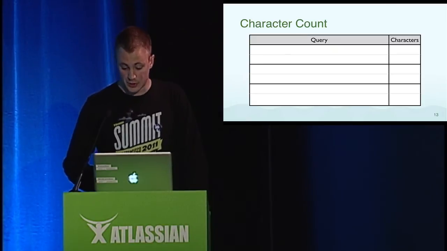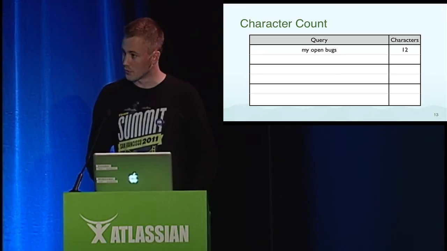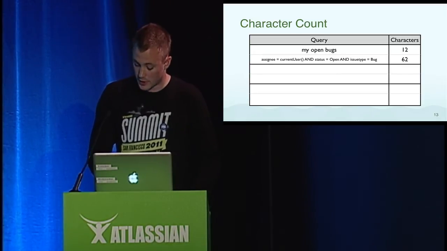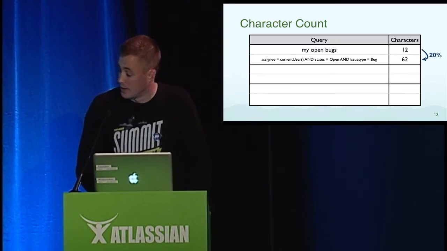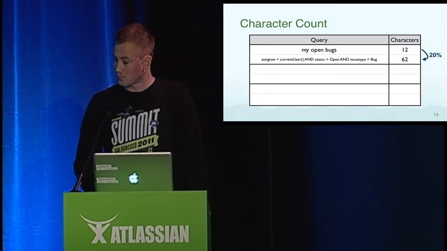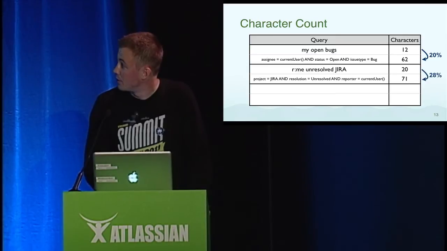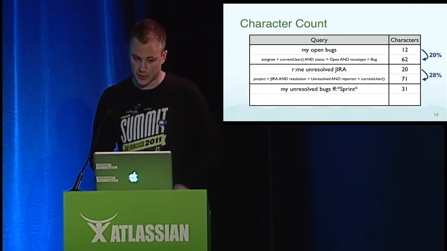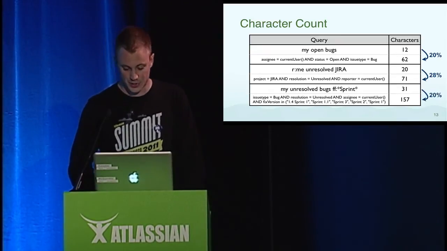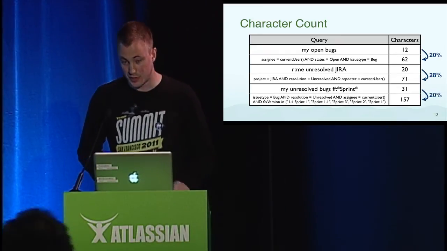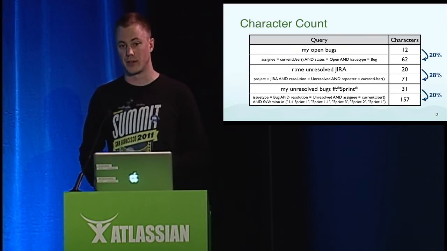So back to the reason why you're using quick search, it's going to save you time because you're typing fewer characters. So in the first example, we typed 12 characters, and it turned it into a 62-character JQL query. And that's 20% of the JQL required to type the quick search. For the second example, we went from 20 to 71, and that's 28%. And for the previous example, we went from 31 to 157, which is again 20%. So in these examples, at least, you're saving between 70 and 80% of the typing time that it would take to write the same query in JQL.